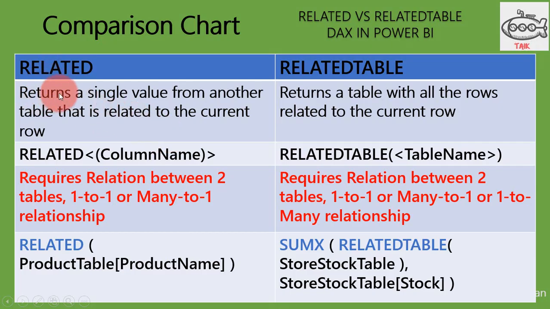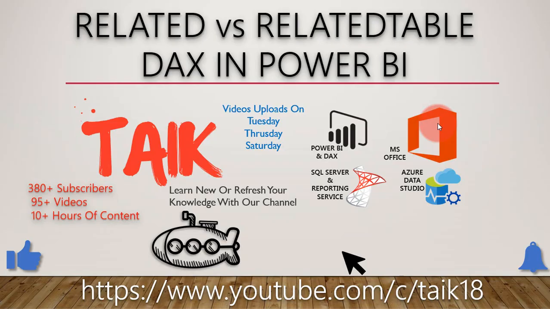So RELATED returns a single value from another table that is related to the current row, whereas RELATEDTABLE returns a table with all the rows related to the current row. This is a really interesting DAX function available in Power BI.